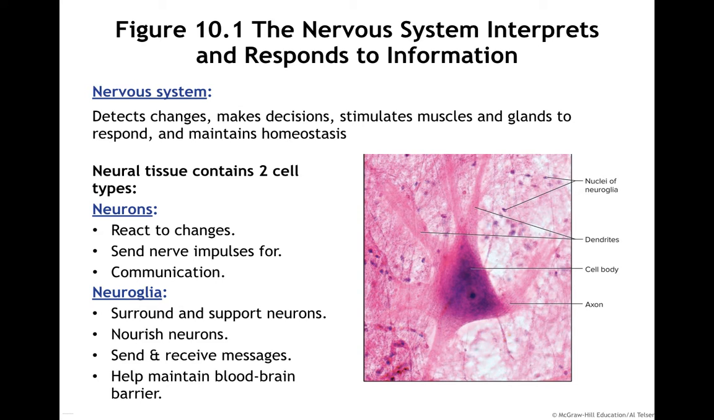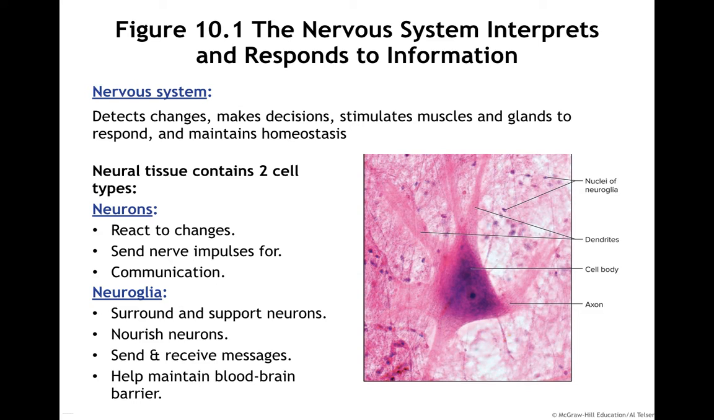Neural tissue itself contains at least two major kinds of cells. First is neurons. Those are the ones that react to change, the ones we'll spend most of our time talking about. They send nerve impulses to and from, and they're involved in communicating with one another and communicating what we know as the commands to do the things we do. The cells that support them, because those are very, very delicate cells, are called neuroglia.